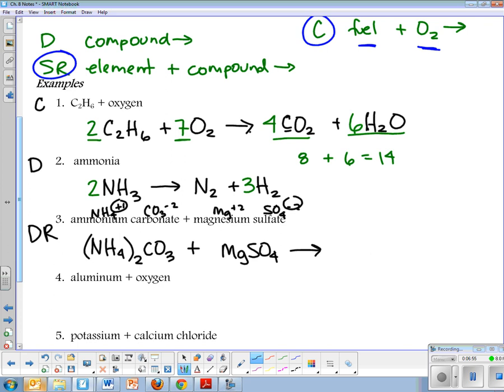So I've got my positive here is going to go with this negative. I don't have to write my ions again. I already have them. That's what's nice. But I need 2 ammoniums to balance out my sulfate, negative 2. So NH4 taken twice, SO4, plus magnesium and carbonate, plus 2, minus 2. So MgCO3. Remember the positive ion, the cation always goes first. And this one is already balanced. I like when that happens.